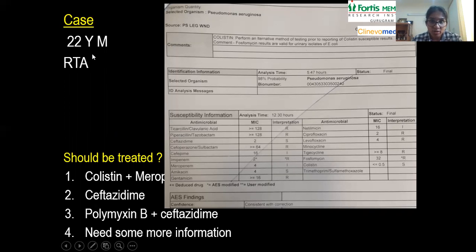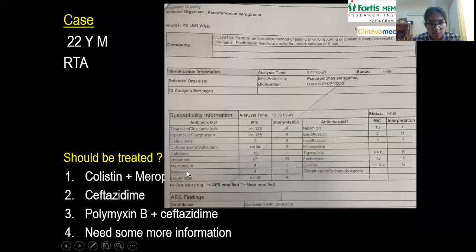Now let's look at this patient. This is a 22-year-old gentleman with a road traffic accident, and in this patient, as we can see here, this was the culture which was showing the Pseudomonas aeruginosa, and this was sensitive to colistin.